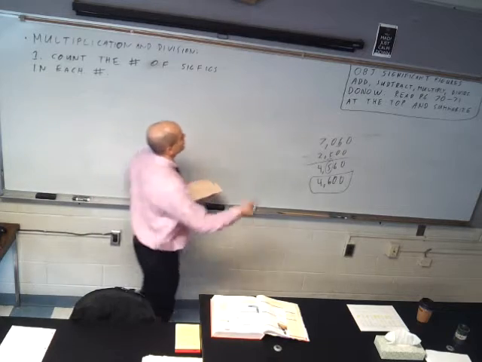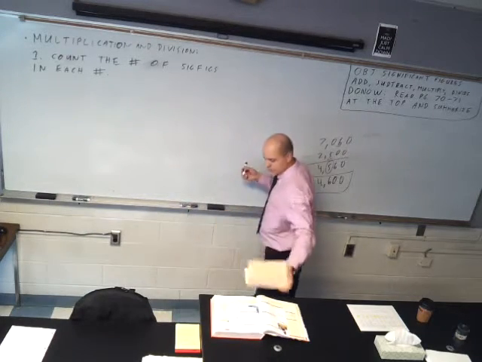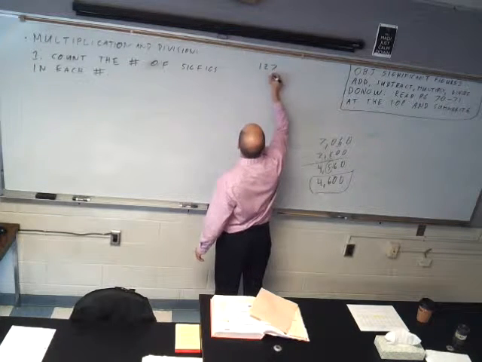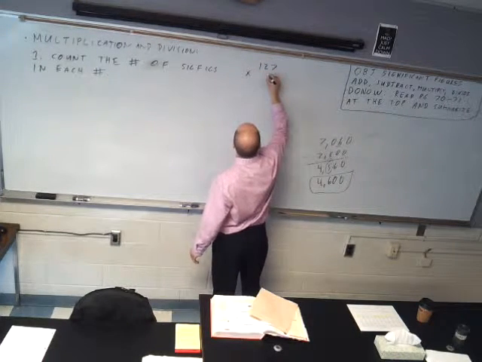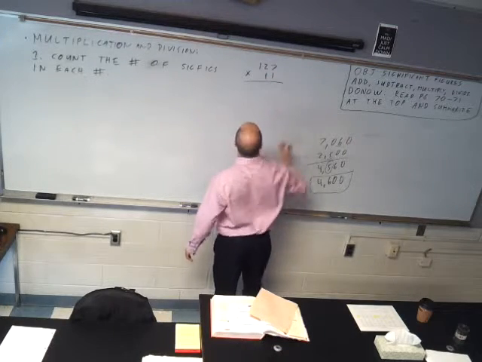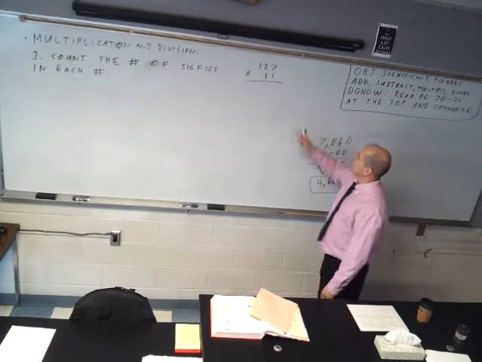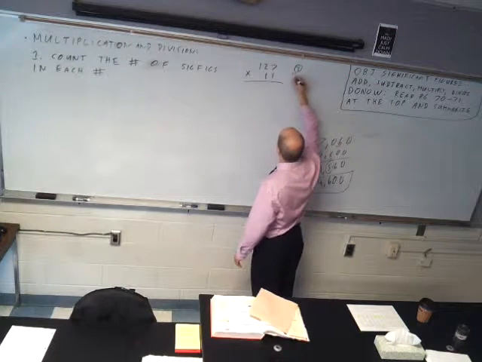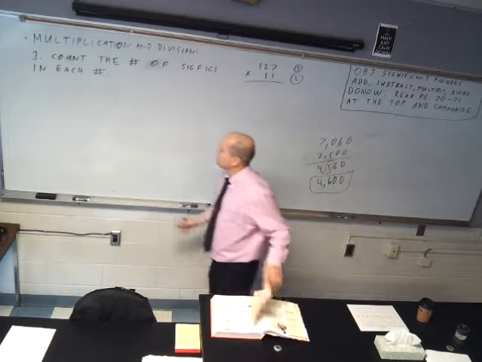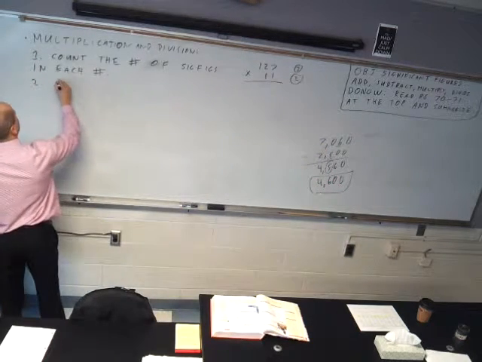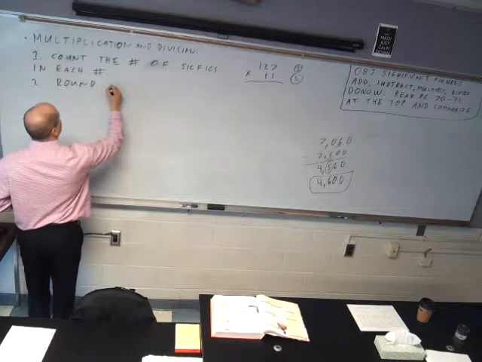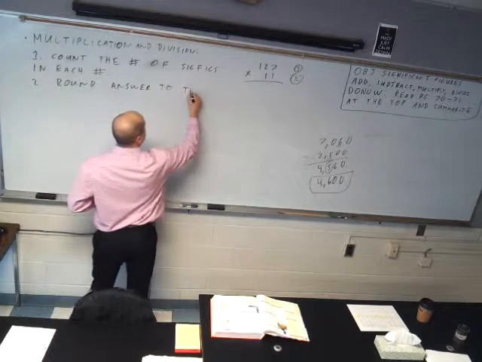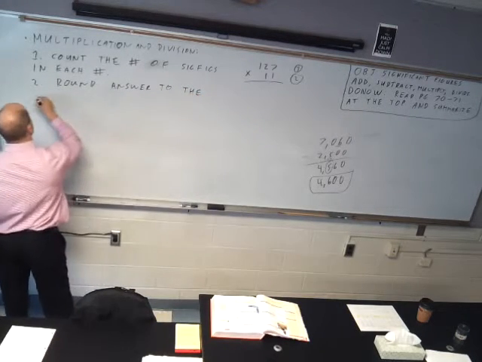Sure, if there's an English teacher here, they'd be mad that I'm using the word number in two different ways. All right, so let's look at an example. We don't have any examples written down. Let's say we got 127 times, let's do 11. Okay, so there's our thing. So for the top number, how many sig figs? And the bottom number? Okay. So then, 2, round answer to the lower number of sig figs.